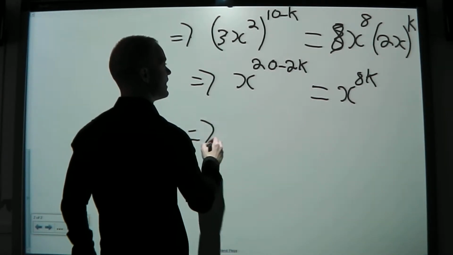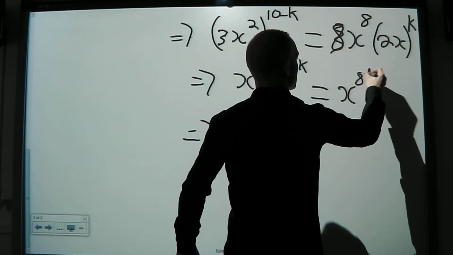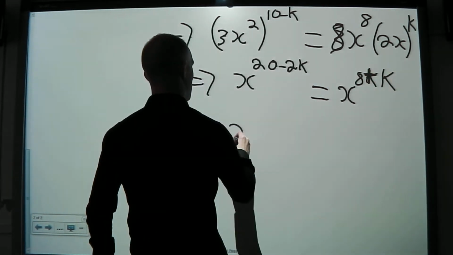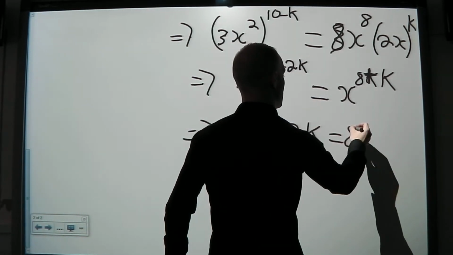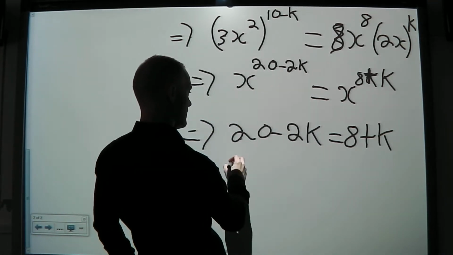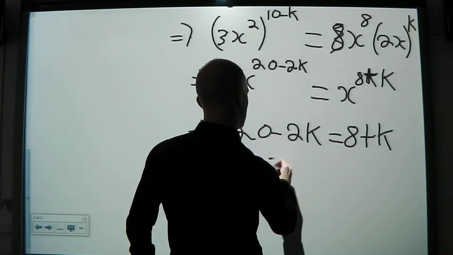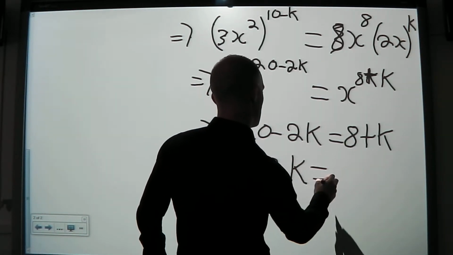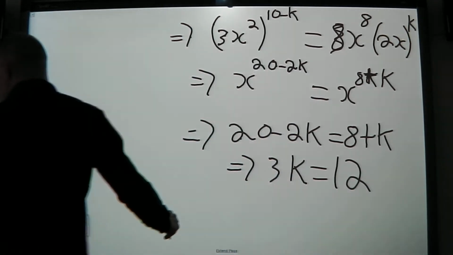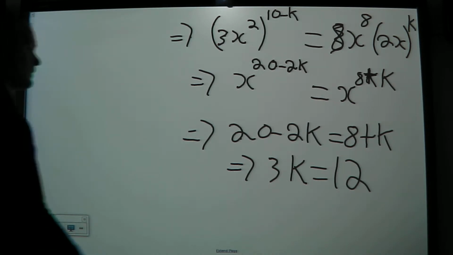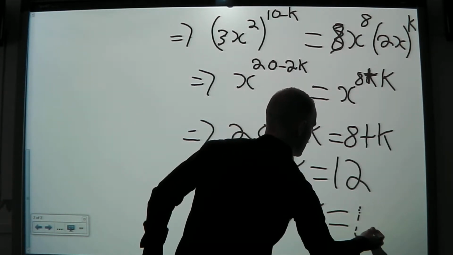That implies 20 minus 2k is equal to 8 plus k, so that should be 8 plus k. So 20 minus 2k is equal to 8 plus k. And that implies that 3k is equal to 12. Yeah, and that implies k is equal to 4. Sorry, I was mixing up the next question. That implies k is equal to 4.